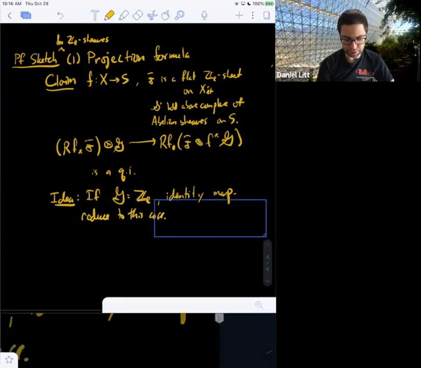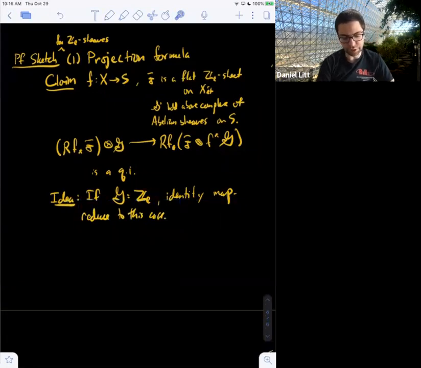In particular, this tells you what to do if G is a complex of flat Z_L sheaves. You need to do a little work. You need to reduce to the case of actually torsion sheaves, and then work with the case where G is the constant sheaf Z mod L to the N. That's the case of so-called perfect complexes, and then there's a fairly involved reduction to that case.